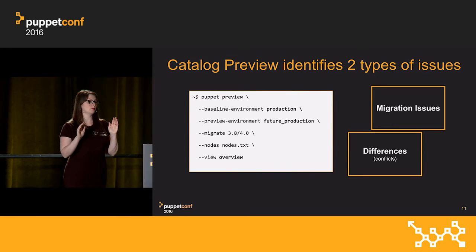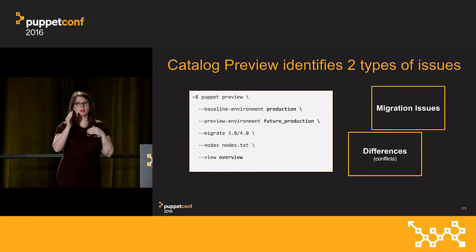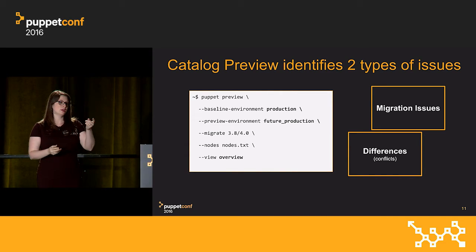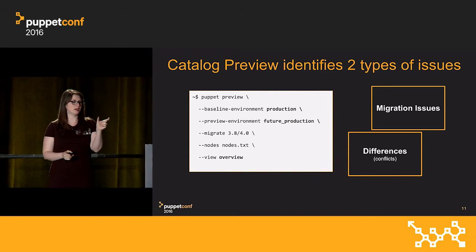The preview tool generates a report that shows you these differences and migration warnings. The migration warnings have names and IDs. We have a module on the Forge that shows you the preview tool, and it has a whole list of all the different migration warnings and examples of code that can trigger those, so keep an eye out for that. There's a couple different outputs that you can get from the preview tool. This one is showing that very last flag, that view flag, pointing to the overview output.